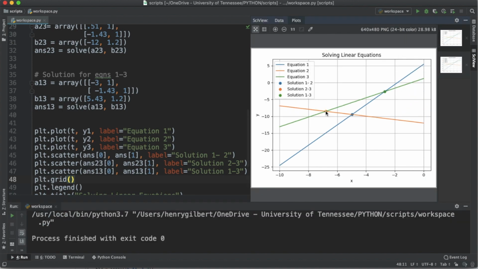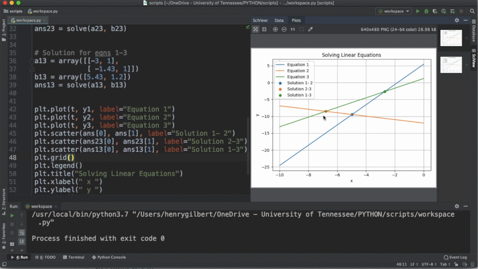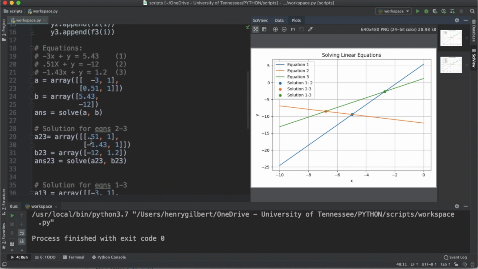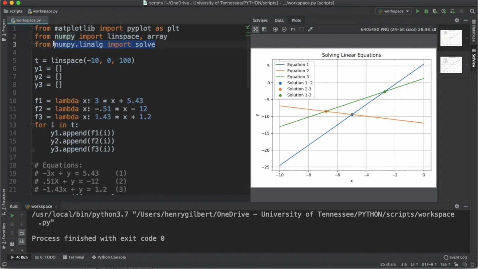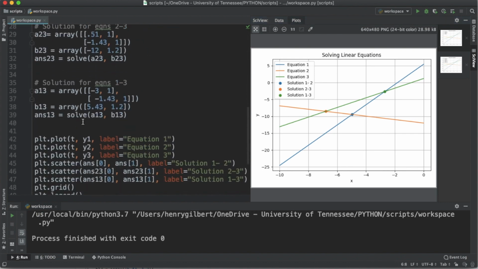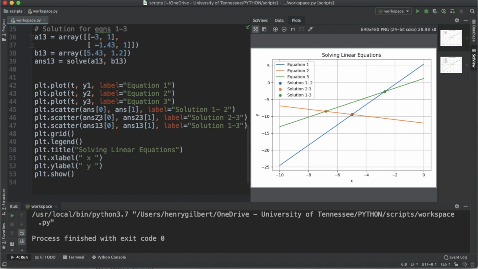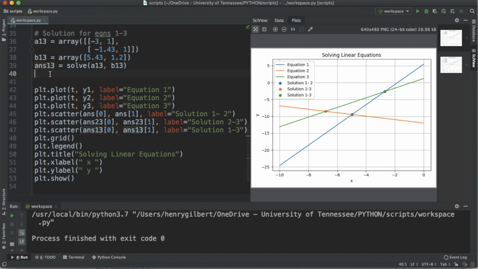We have the intersections labeled with our dots that we use from the scatter plot. And there we have the answers. Our answers, or intersections, are plotted in this plot using Matplotlib. We got the answers using the solve function from numpy.linalg, and we index the x and y values for each solution from our answer variable.